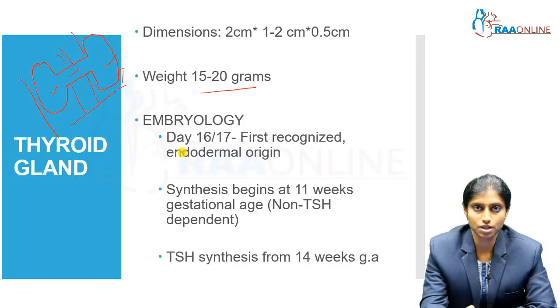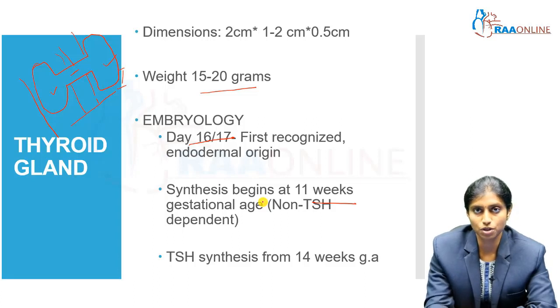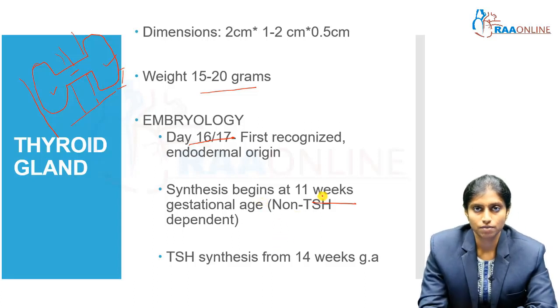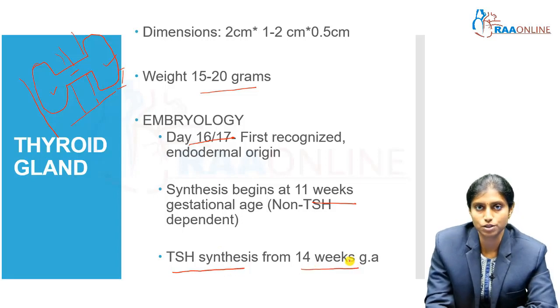Embryology: the thyroid gland is first visible in the developing fetus at day 16 or day 17. It originates from the endoderm. The synthesis of thyroxine hormone in the thyroid gland begins at 11 weeks, and this synthesis is entirely not dependent on TSH. We would have learned that thyroid hormone has higher control from the hypothalamus and from the pituitary. So TSH produced from the pituitary normally controls the production of thyroxine, whereas in a fetus at 11 weeks of age, it is non-TSH dependent. This is because TSH synthesis itself begins only at 14 weeks of gestational age.